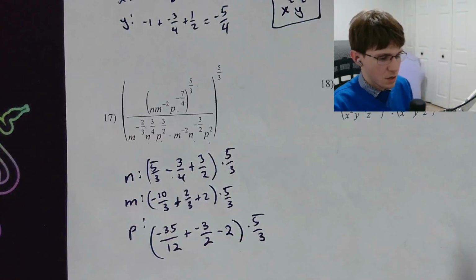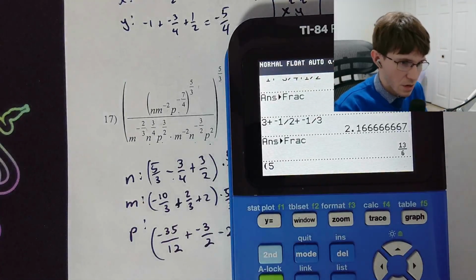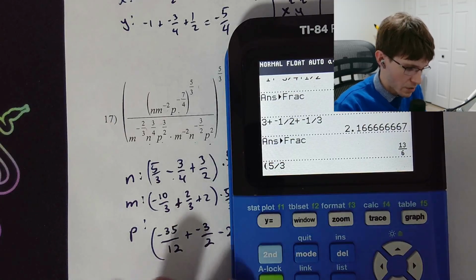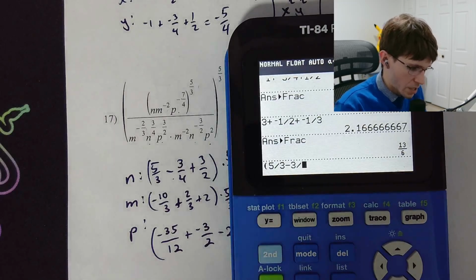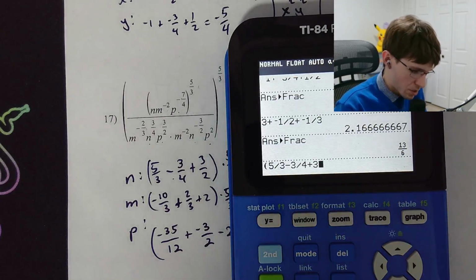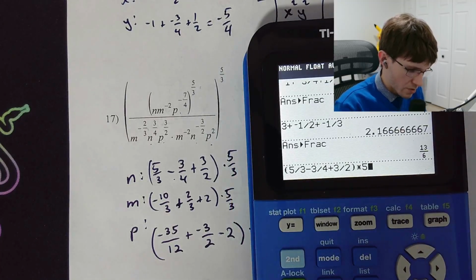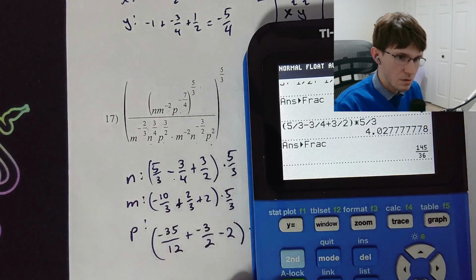We are using our calculator to our maximum advantage here. I'm going to use the answer to fraction button because it's going to be faster on this old calculator, but your alpha X button might be faster on this calculator. I don't know, whatever. -3 divided by 4 plus 3 divided by 2, and those parentheses times 5 divided by 3, and then math, enter, and okay.